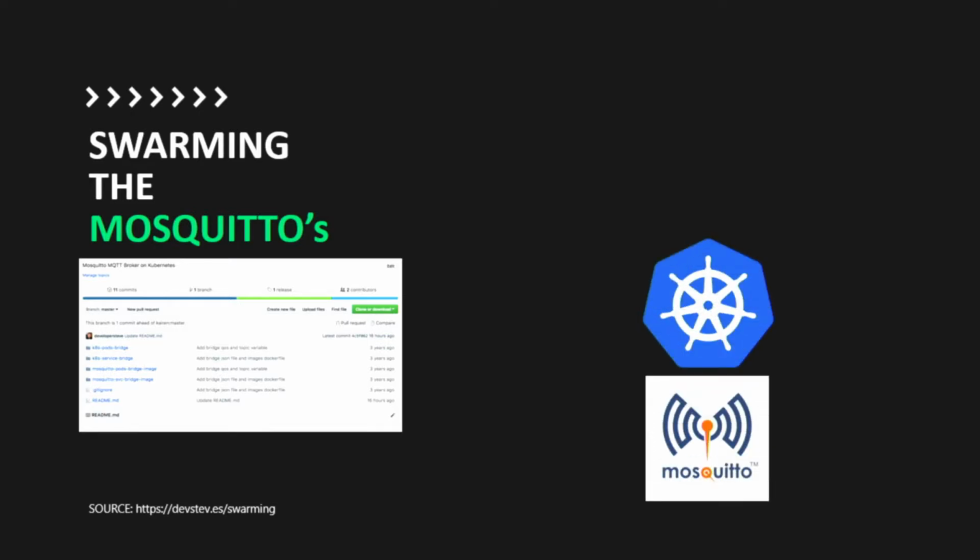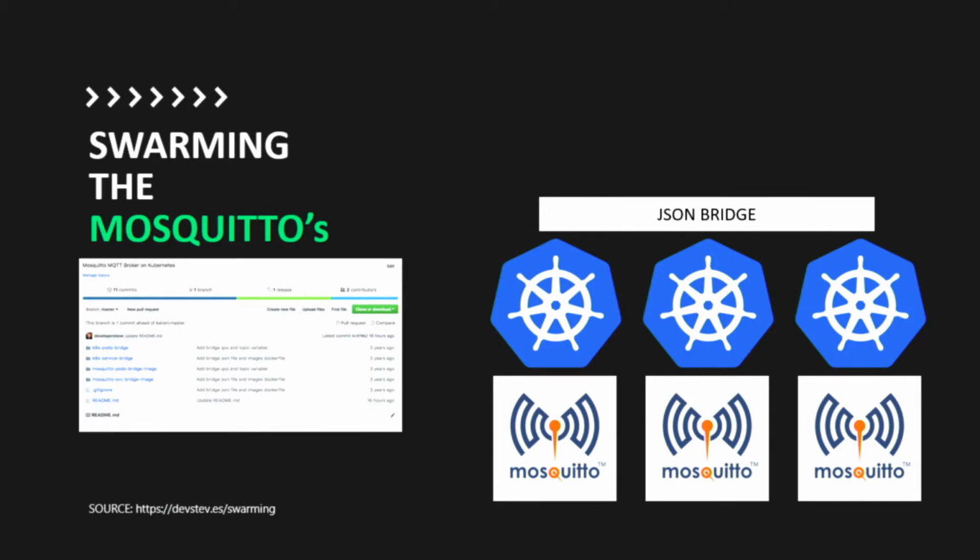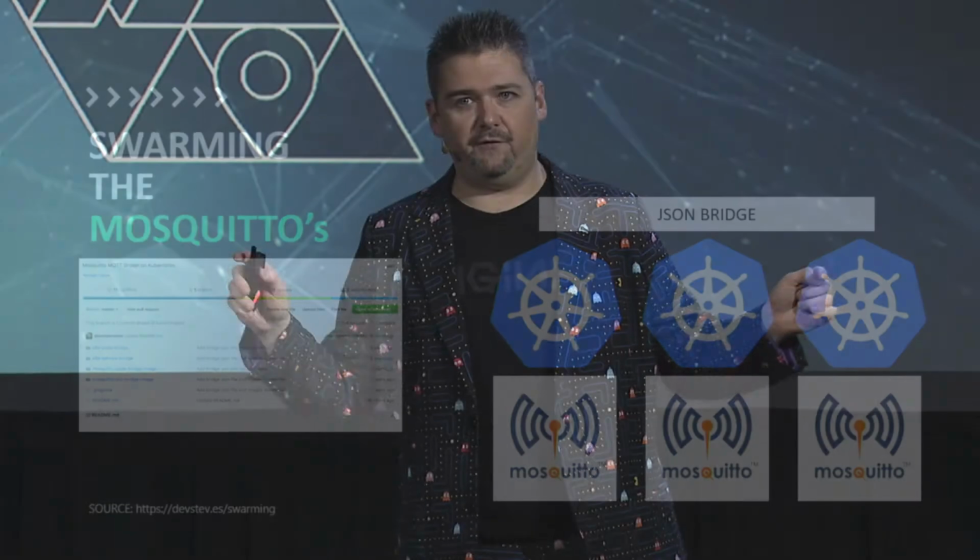One of the cool things I've been doing recently was a thing called swarming the mosquitoes. So inside, of course, we all love Kubernetes. You can run a pod with Mosquitto running on it. The problem is if you try and run multiple pods, they don't know what each other's doing. And if you push a topic or a message into one of the pods, the others don't know about it. Basically, what this repo does, and there's the link on there, and also this is on my GitHub as well, is you can put a JSON bridge in front of all three of them, or as many as you need, and they all know what each other's doing, which is so cool.